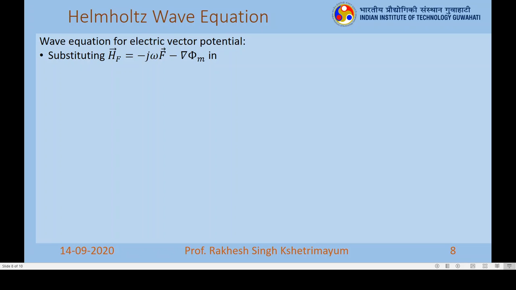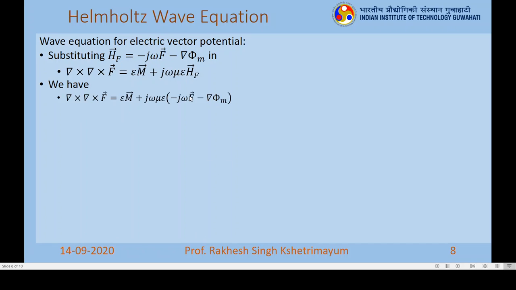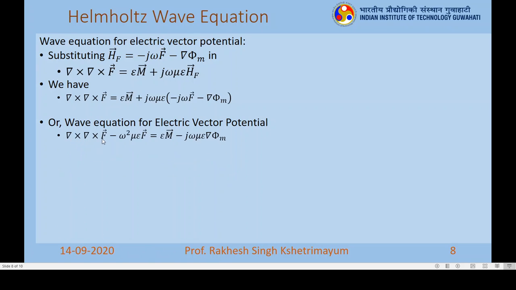If I want to get the wave equation for the electric vector potential, I can substitute for H. H is minus j omega F minus del phi M in this: curl of F is equal to epsilon M plus j omega mu H. This was what we derived in the previous slide. If I just substitute this expression instead of H_F, what do I get? This is what I am getting. So finally the wave equation for the electric vector potential would look something like this: curl of F minus omega square mu epsilon F is equal to epsilon M minus j omega mu epsilon del phi M.